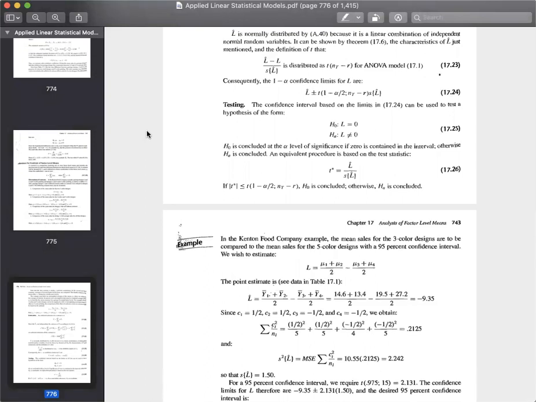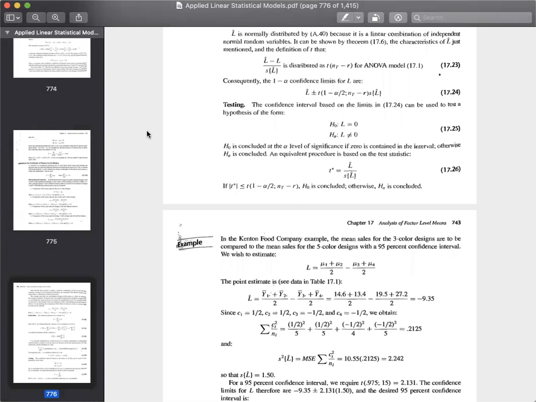It can be shown, by Theorem 17.6, the characteristics of L hat just mentioned, and the definition of t, that (L hat minus L) over s of L hat is distributed as t with n_T minus r degrees of freedom for ANOVA model 17.1. Consequently, the 1 minus alpha confidence limits for L are L hat plus or minus t of 1 minus alpha over 2, with n_T minus r degrees of freedom, times s of L hat.